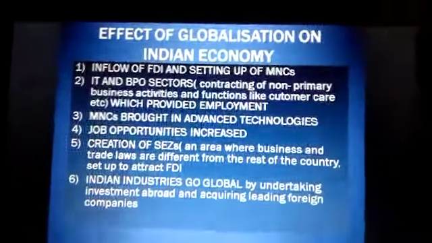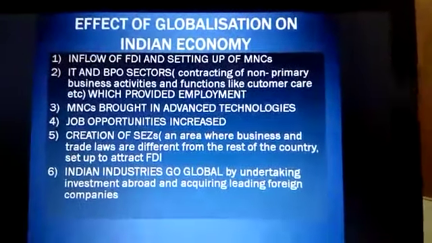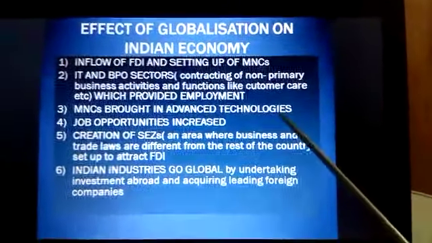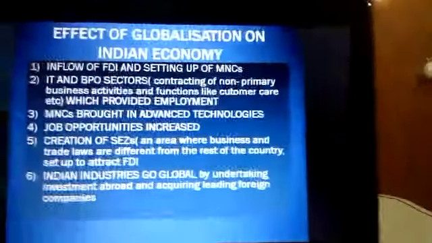Now we'll be discussing the last part of the globalization chapter, in which we will discuss the positive effects and the negative effects of globalization on the Indian economy.